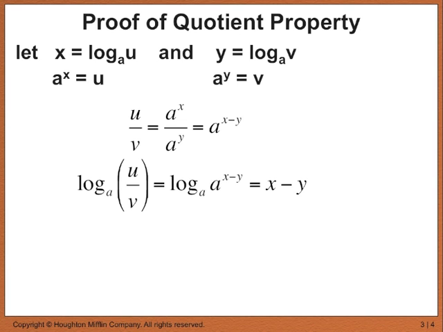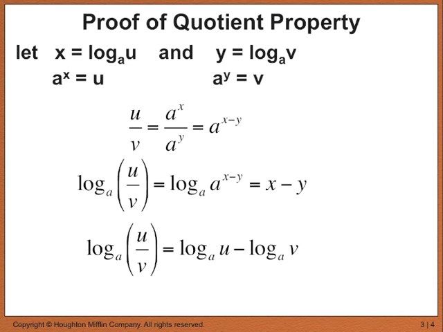Log base a of u over v equals log base a of a to the x minus y. And that simplifies down to simply x minus y. Therefore, log base a of u over v equals log base a of u minus log base a of v. And we've proven the quotient property.